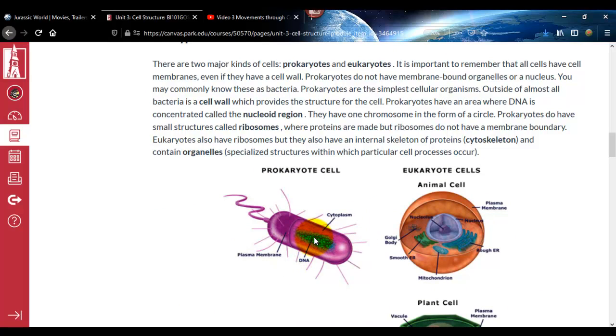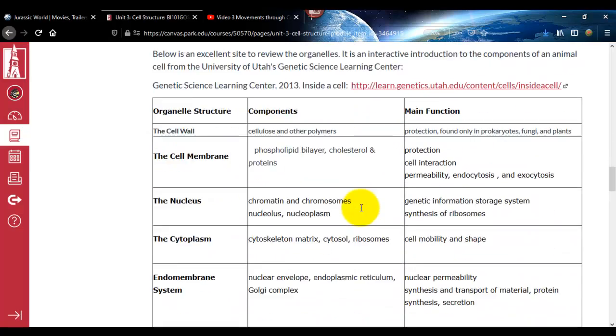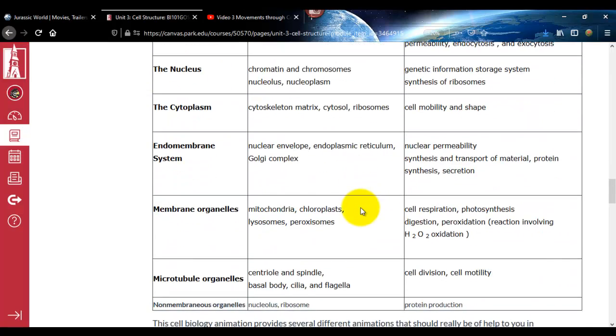Prokaryotic cells: prokaryote refers to before nucleus. Eukaryote is a term that refers to nucleus. Prokaryotic cells do not have a nucleus. So you can read through this.